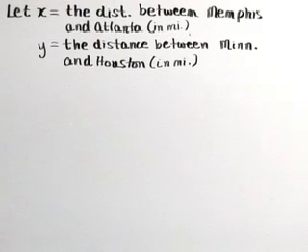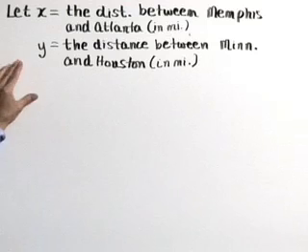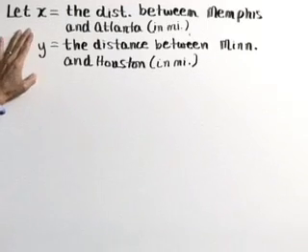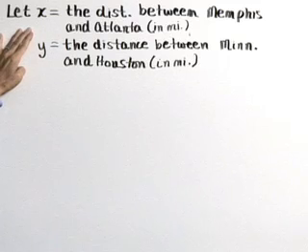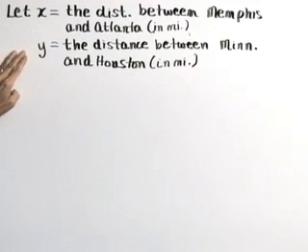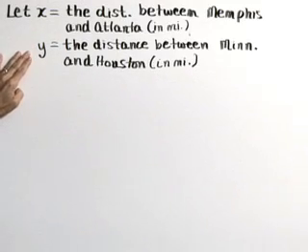So we've performed step 1, we've read the problem carefully. Now, in step 2, we'll define our variables. Let's let x represent the distance between Memphis and Atlanta. That distance is in miles. And let's let y represent the distance between Minneapolis and Houston. Now let's write a system of equations for step 3.